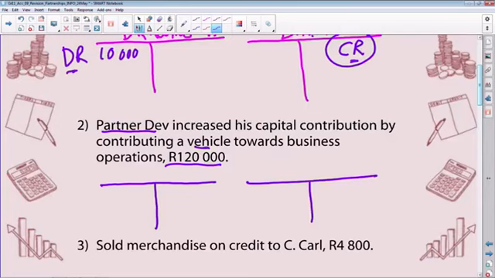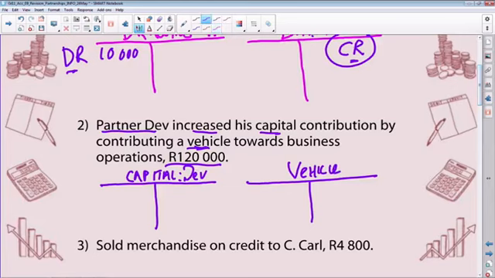Right, so the first account, you have a partner that is increasing his capital contribution. So immediately the first account that comes into mind is capital and the name of the partner who's increasing the capital contribution. So capital, partner Dave. Then the next account, what is he contributing to the business? He's contributing a vehicle. Okay, so the second account, the business is now gaining an asset or a new vehicle is coming into the business. So that's our second account.